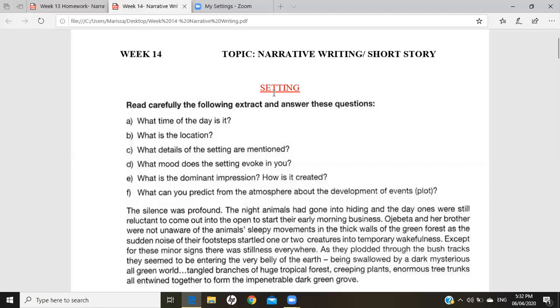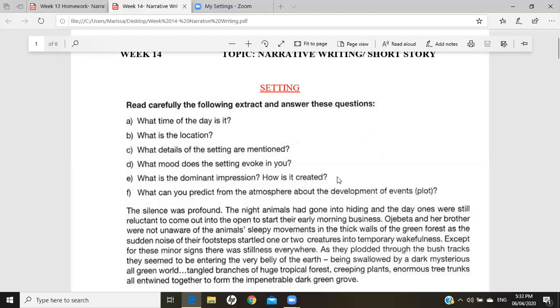What was the question? You are answering letter E that says, what is the dominant impression and how is it created? So the impression is like the overall feeling. So dominant, what is the main feeling of the entire passage and how do you think this is created? So how does the writer create this overall feeling in the passage?